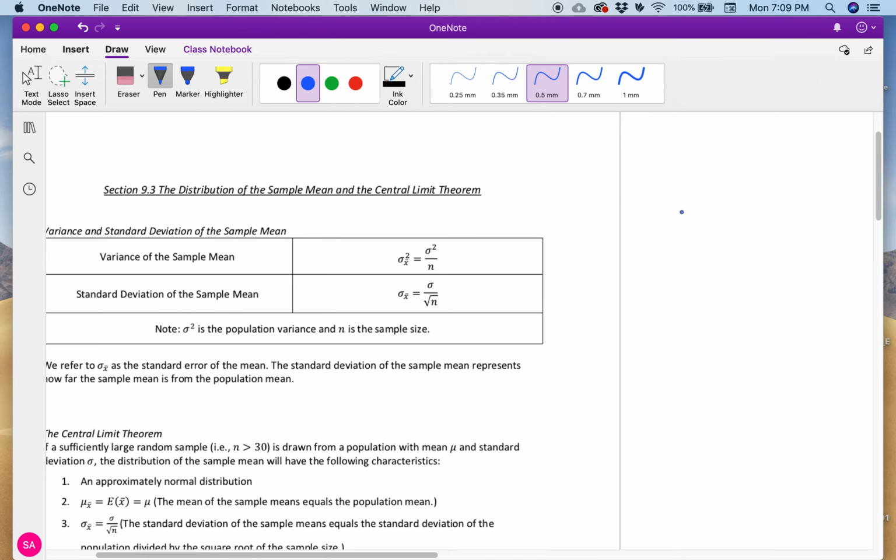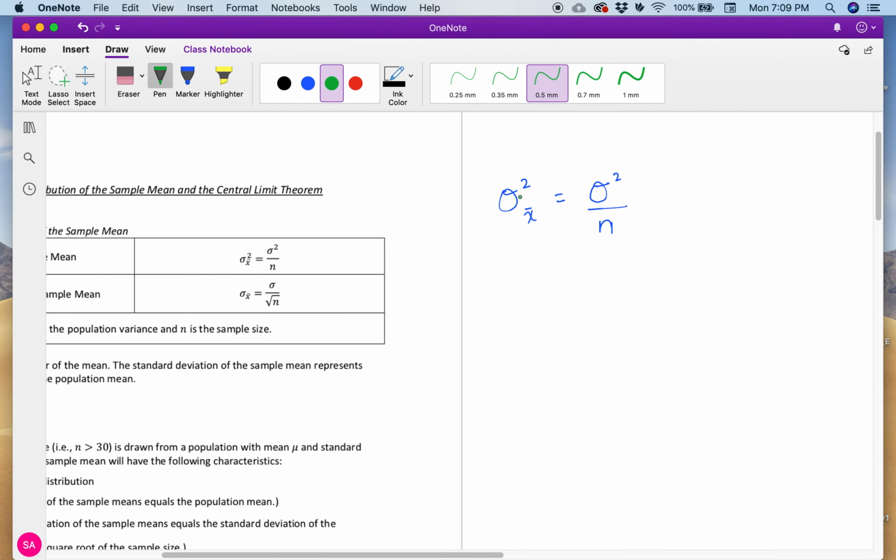So the variance of the sample mean, so variance is always sigma squared. Well, then they have this x bar down here. We call this a subscript because we're finding the variance of the sample mean. And to calculate that, it's just the variance of the population, which we notate with just a regular old sigma squared, divided by n, which is the sample size. So up here, this is the population variance. And then n is the sample size.